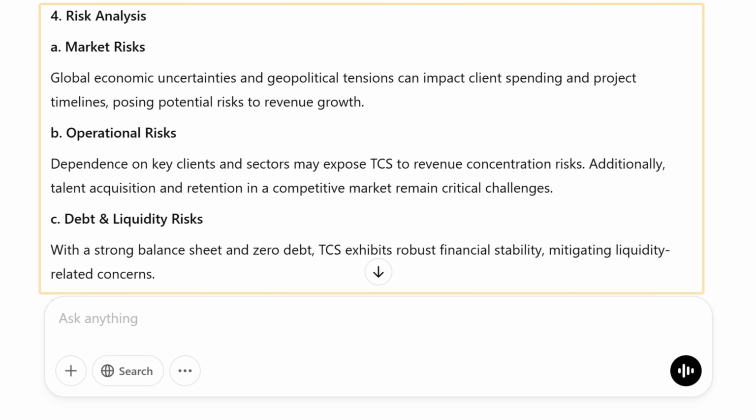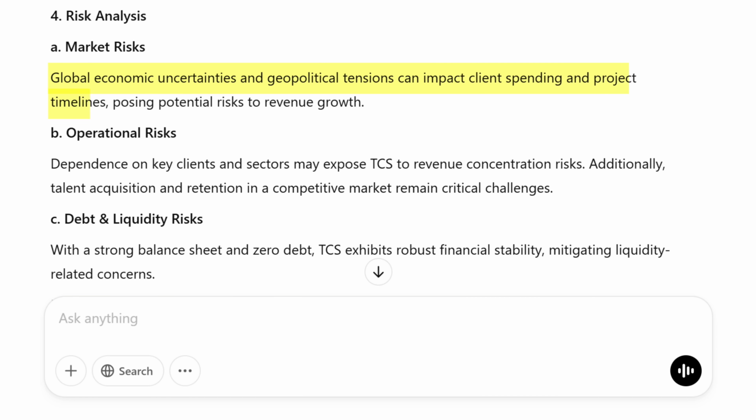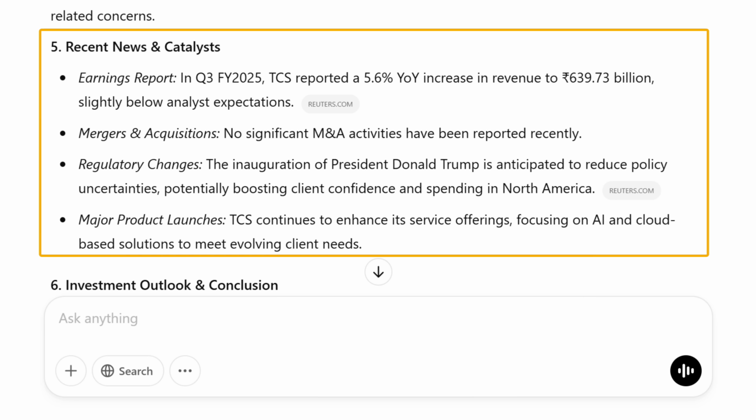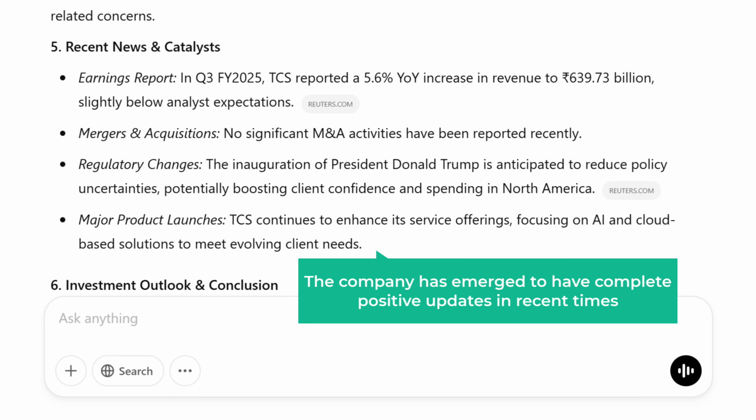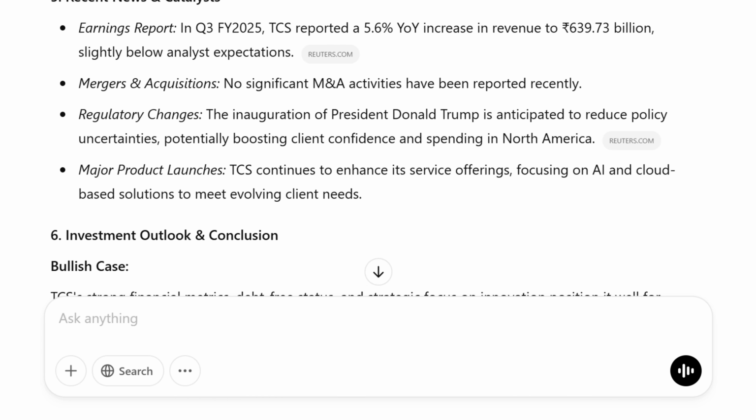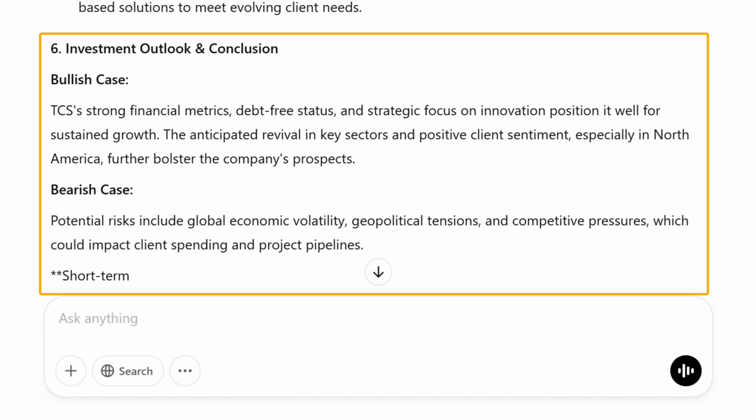Coming to risk analysis, we see how a global economic crisis can affect the company. And as we already know, TCS is debt-free for the past 5 years, so there are no debt and liquidity risks. As for the recent news, the company has emerged to have complete positive updates in recent times. Finally, we have the investment outlook of the company.